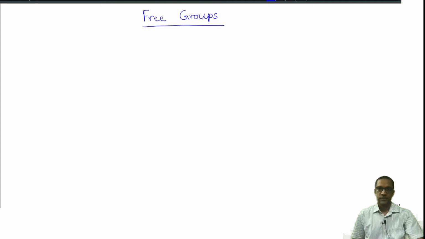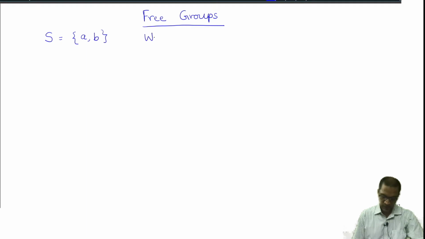Okay, so last time we started talking about free groups. Let's keep going. What we've done so far is the very first step, which is to construct the set of all words in the alphabet. So we're trying to find the free group in two generators, A and B.